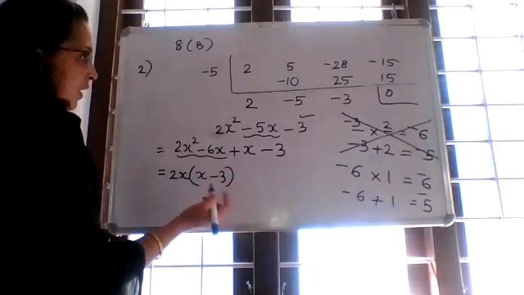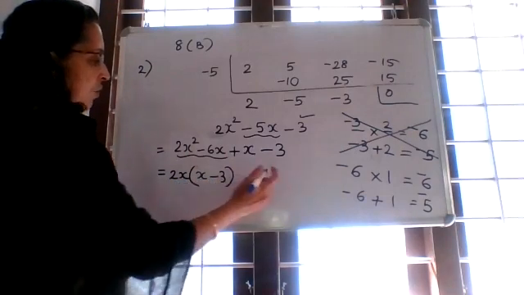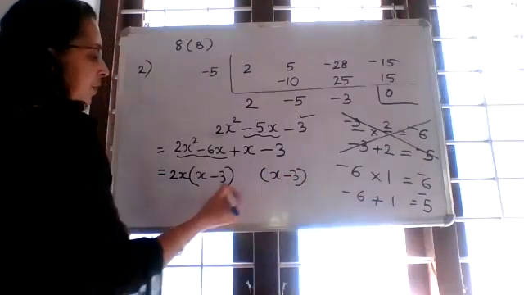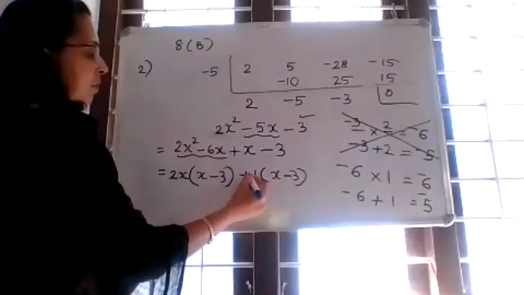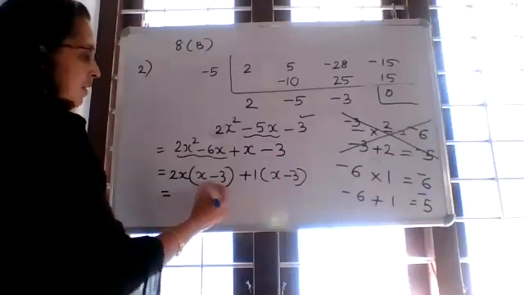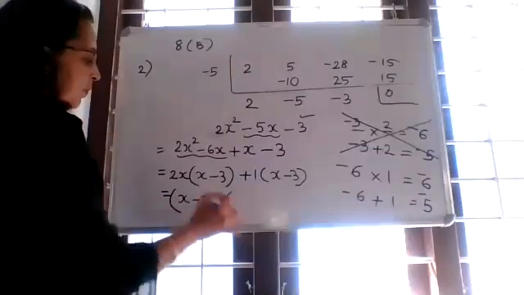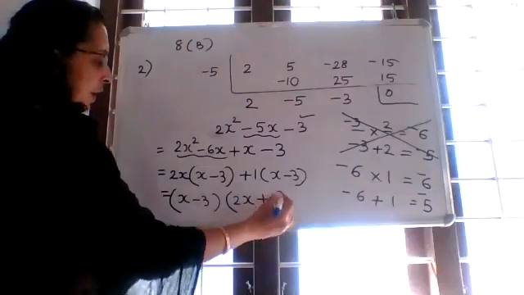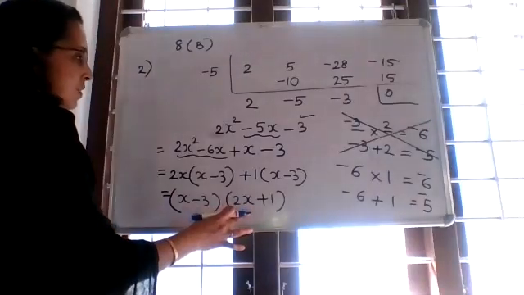Then next what I told? The same, madam. x minus 3 we should write here, x minus 3. Then what do we want to write in between? Plus 1. Then it will be plus 1 into x plus x, then plus 1 into minus 3, which is equal to, in this, x minus 3 is common. So x minus 3 into the remaining 2x plus 1. So for this we got 2 factors.